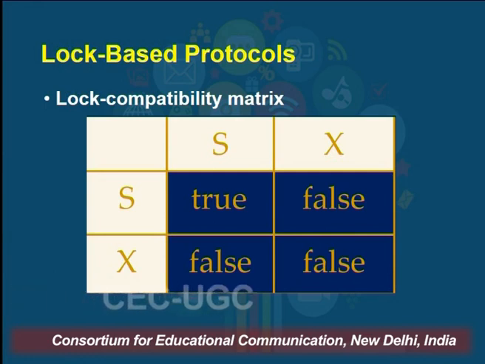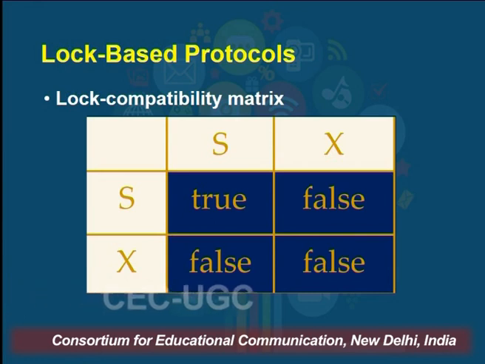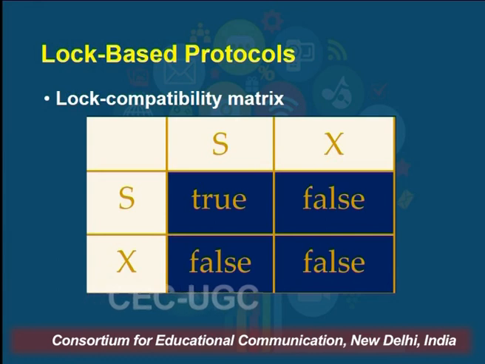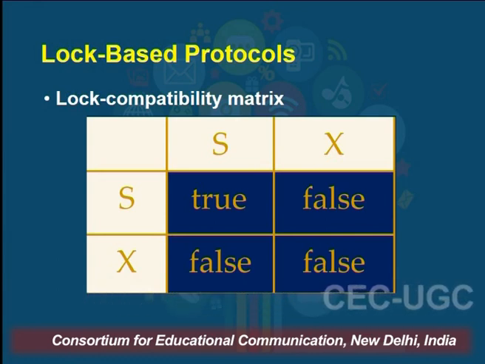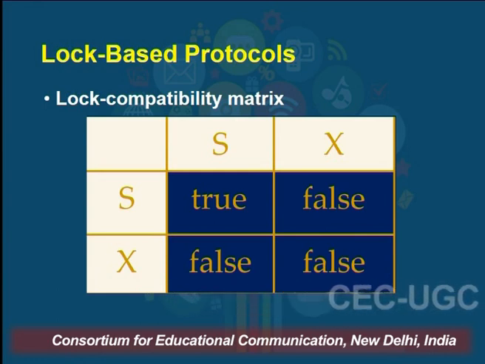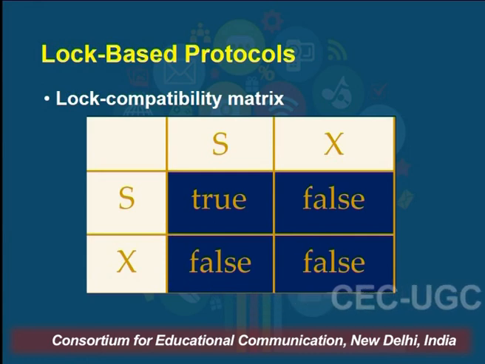For the sake of simplicity, one side, let us say the column side, is for one particular transaction, and the lock request of another transaction is represented on the row side. So, let us say T1 is on the row side and T2 is on the column side. If T1 has obtained an S lock, let us say for account A, then T2 can also obtain an S lock, because please remember that in an S lock the data items are being read only.